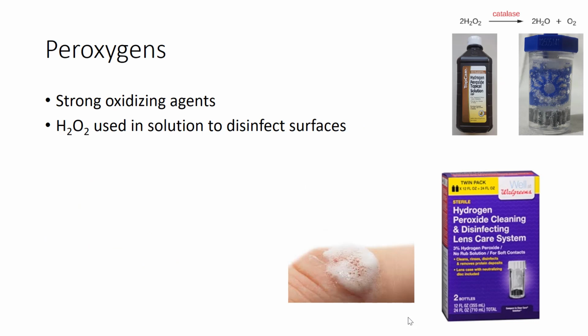Okay, lastly are peroxides or peroxygens. One of them is hydrogen peroxide. If you have contacts, you will put your contacts in a hydrogen peroxide solution. So they are oxidizing agents. And so remember, an example would be hydrogen peroxide. And again, you could put that on your skin. It's an antiseptic because it's safe enough to put on your skin.